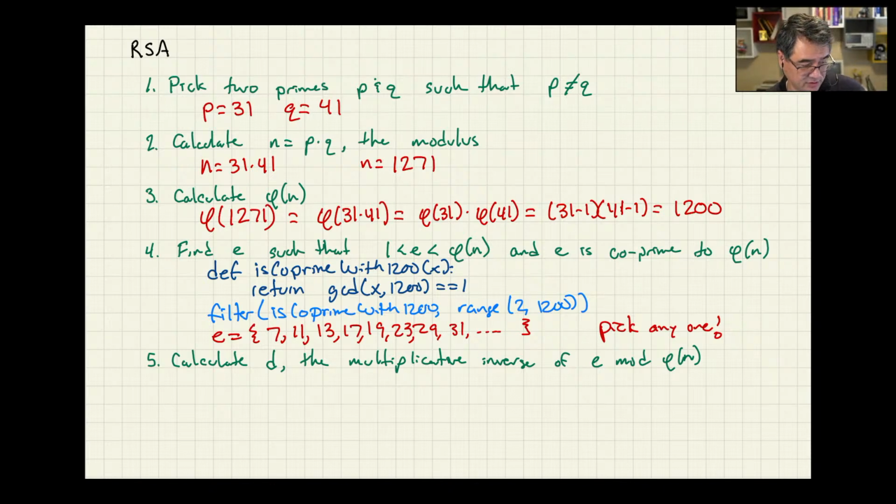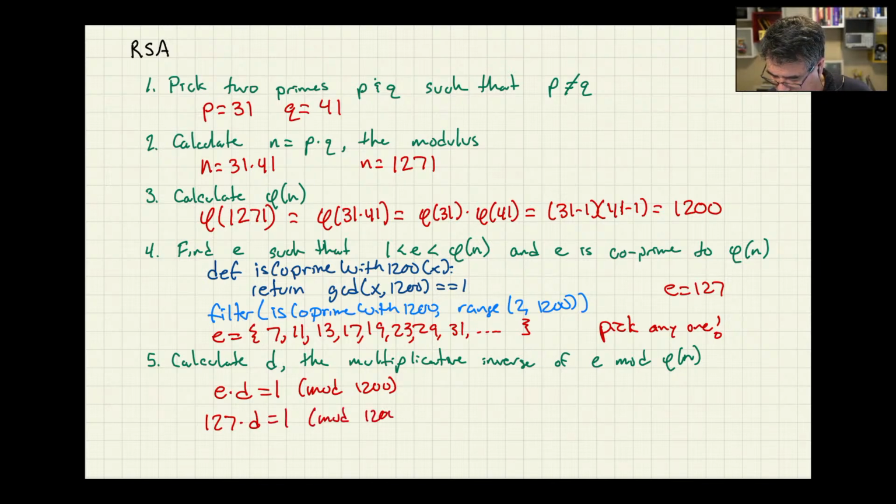So it looks like someone suggested do 127. So let's pick E equals 127. And then step number 5 is to calculate D, which is the multiplicative inverse of E. So we want to find a number, D, which when multiplied by 127 gives us 1 mod 1200. So we want to find E times D equals 1 mod 1200, which means 127 times D is equal to 1 mod 1200.